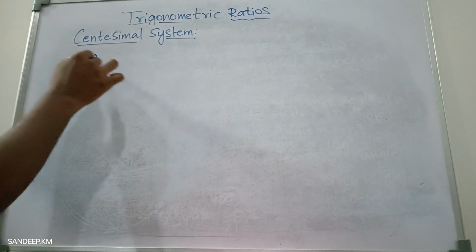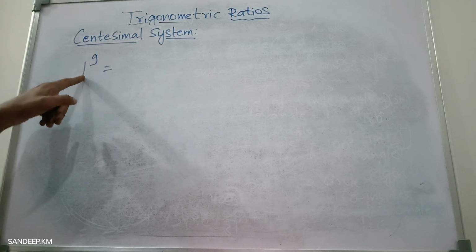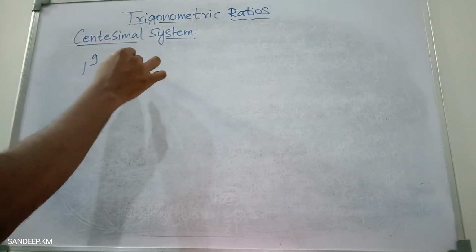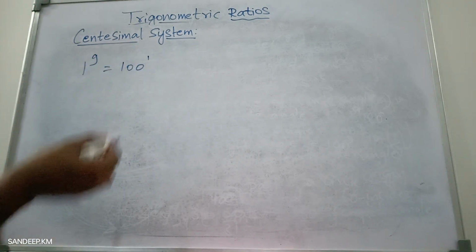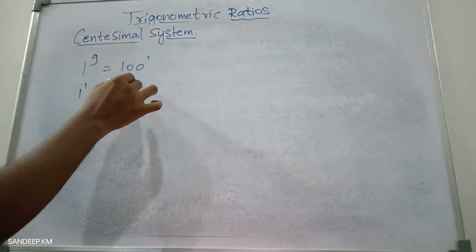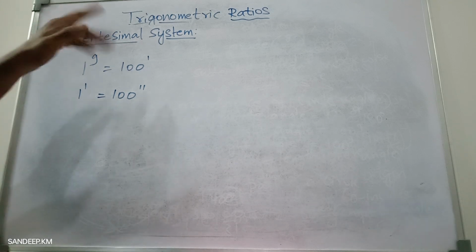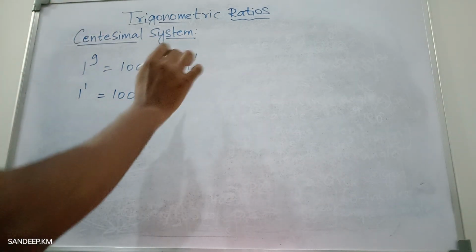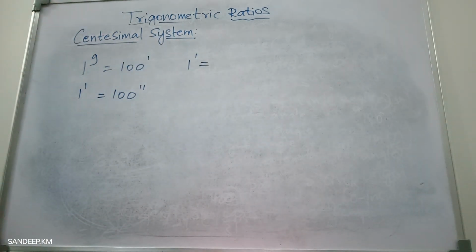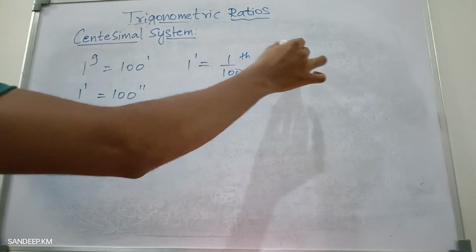Next, if 1 grade is divided into 100 equal parts, then each part is a minute. So 1 grade contains 100 minutes, and 1 minute in this particular system contains 100 seconds. Sometimes they will ask us what is the definition of 1 minute in this system. 1 minute is 1 by 100th part of a grade.